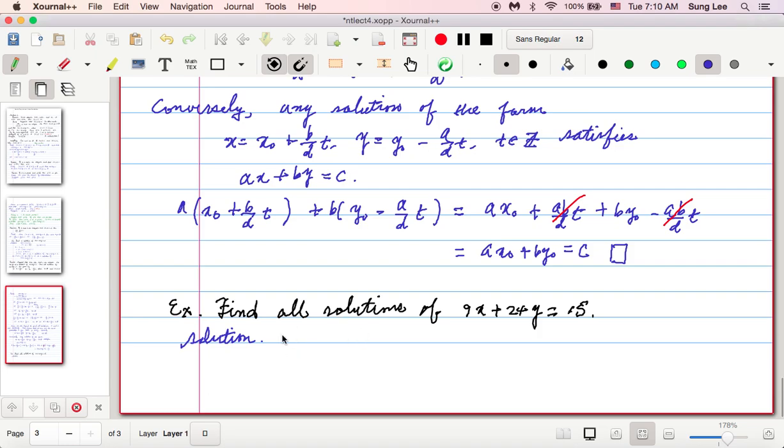Okay, so in an earlier example, in the preceding example, I think, we found x naught equals 15 and y naught equals negative 5. It's a solution, right?